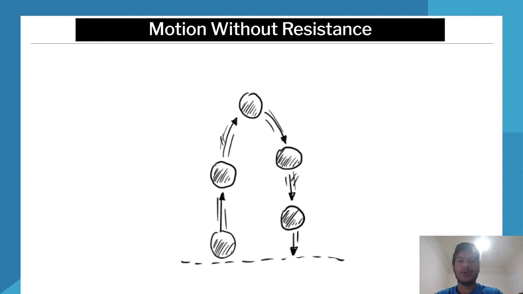First, we're going to start with some motion without resistance. Motion without resistance is one of the specific types of motion that is covered in the HSC Mathematics Extension 2 syllabus. It used to be in the HSC Extension 1 syllabus. Now it's in the Extension 2 syllabus, but it's a solid foundation because a lot of the equations that you use for motion without resistance are also applicable to motion with resistance.